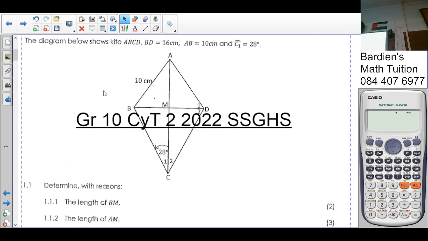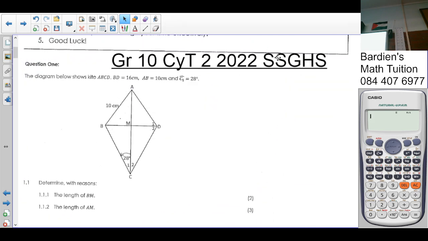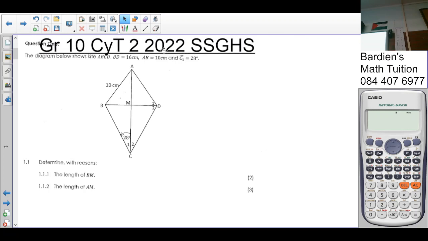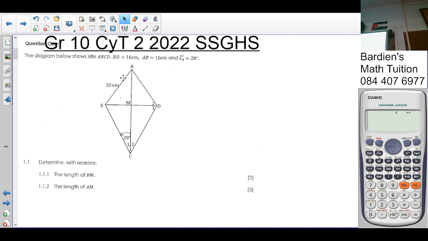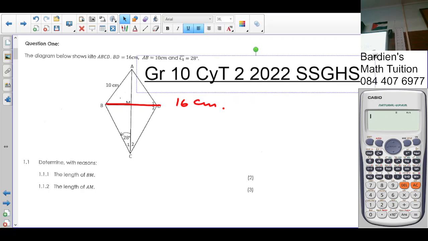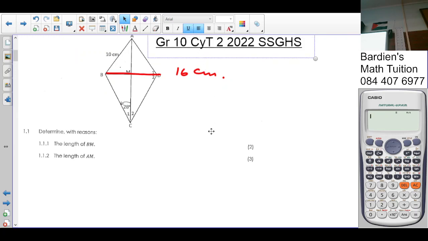So in question 1, let's make it smaller. In question 1 we are told, use the diagram below. The diagram below shows a kite ABCD. BD is 16, so you put 16 here, it's going to be 16 centimeters. AB, which is 10, is already marked. CM is 28, which is already marked. I did that so that I can bring this a bit lower.